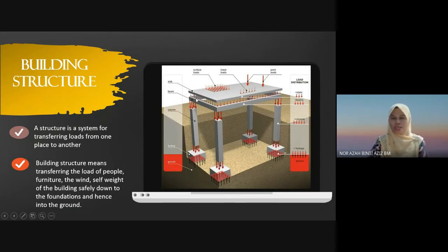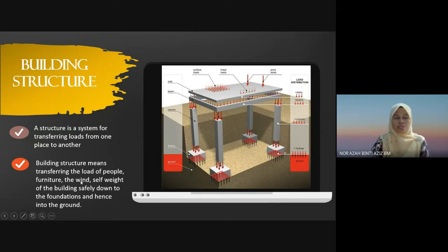You see the red arrow show the load parts, show the load distribution. Slab will transfer load to beam. Then beam will transfer load to the column. Then column will transfer the whole load of the building to the foundation. And foundation will spread out the load to the surrounding ground.